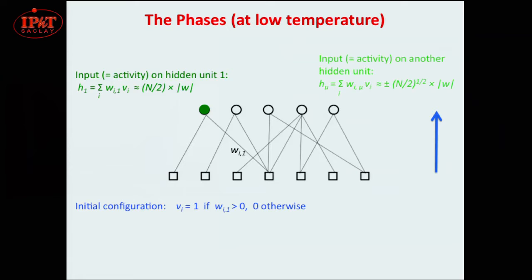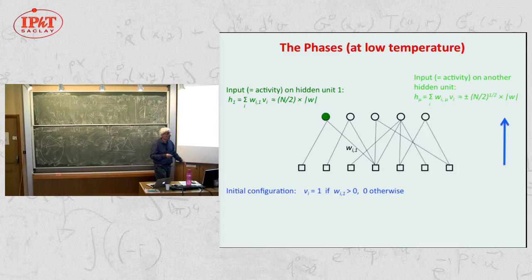If I take another hidden unit, whatever mu which is different from 1, if I assume that W_i^mu are independent from each other for different mu's, then when you sum these things, I have n terms, but since the W_i^mu and the V_i are uncorrelated to each other, the order of magnitude of this term here will be of the order of square root of n, not n. So they are all weak compared to this very strong one.